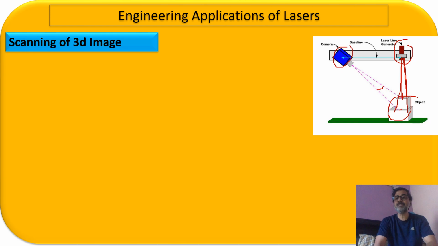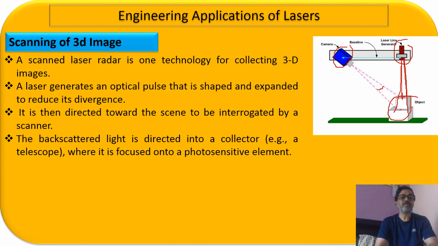Since here you are able to detect the intensity also. The intensity is being scattered from all the parts, and you are able to detect the phase also from all the parts. So both the reflected intensity and the phase are being recorded, and the moment you are able to record both of these parameters, you can record the 3D image. So scanning of the 3D image, this is what I have taken here. A scan laser diode is one technology for collecting 3D images.